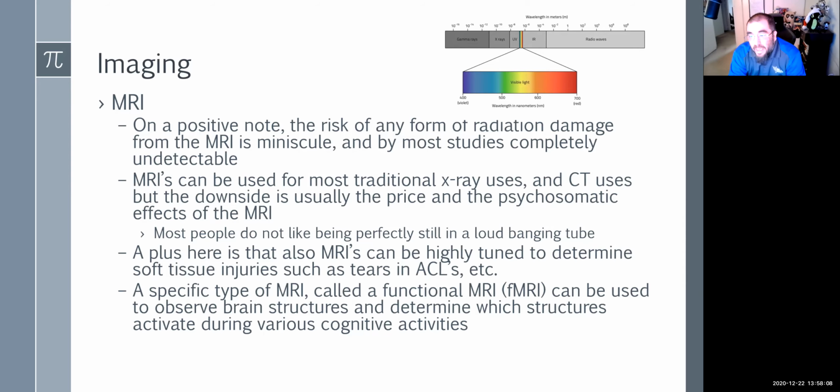Another plus here is MRIs can be highly tuned to determine soft tissue injuries. So they can find ACL tears, tears in the supraspinatus tendon, stuff like that, whereas X-rays can't detect that. There's also a very specific type of MRI called a functional MRI that can be used to observe brain structures and determine what structures activate during functional cognitive activities. So we can have an MRI going while a patient's doing stuff like a puzzle, and we can actually see what areas of the brain are lighting up while the patient's doing it. Or we can flash images in front of them and see if the visual cortex lights up, or we can play music, see if the auditory cortex lights up.